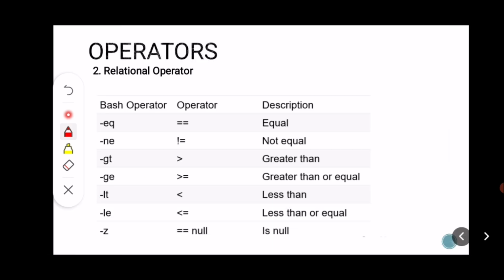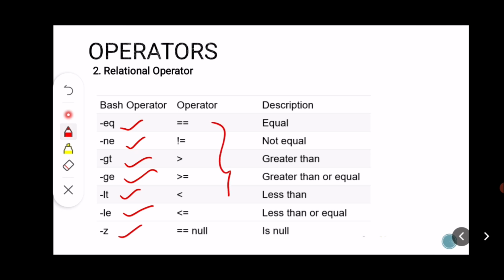The next one is the relational operator. For double equal to, we have to write dash eq to check whether the values of two variables are equal or not. For not equal to, we write dash ne. For greater than, dash gt. For greater than or equal to, dash ge. For less than, dash lt. For less than or equal to, dash le. If we want to check whether a string is null or not, we write dash z.